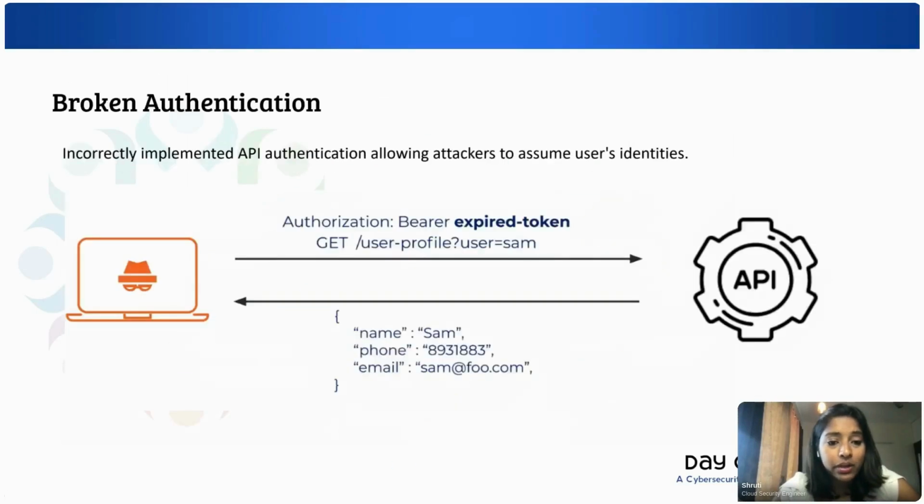The next slide is broken authentication. Incorrectly implemented API authentication allows attackers to assume user identities. Here we can see the token has expired and was not renewed, which allows the attackers to resume the identity of legitimate users. Whatever the previous user was doing, the attacker can gain the same access using the same token. So it's very important to renew the token after a certain point of time.